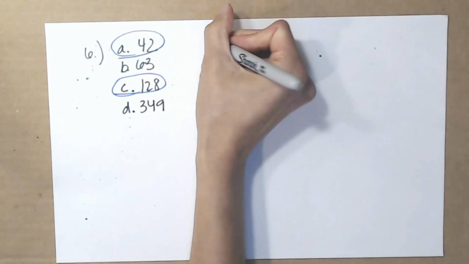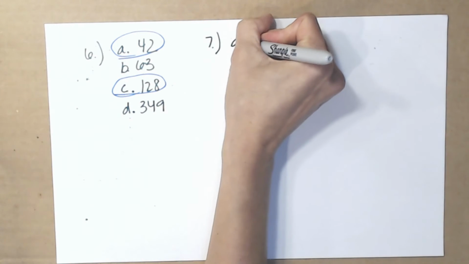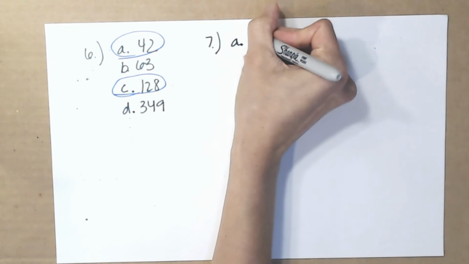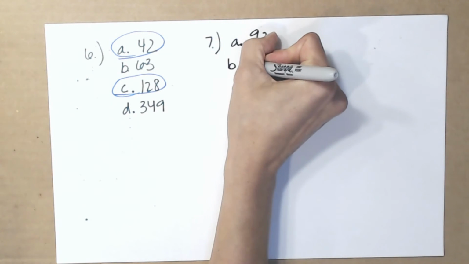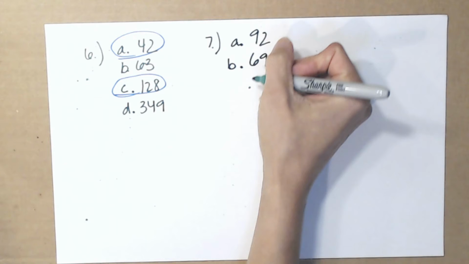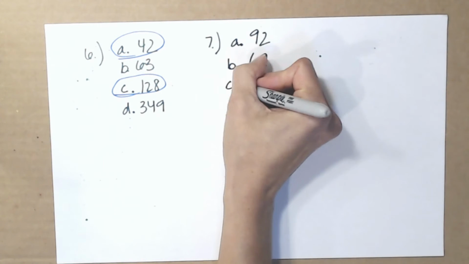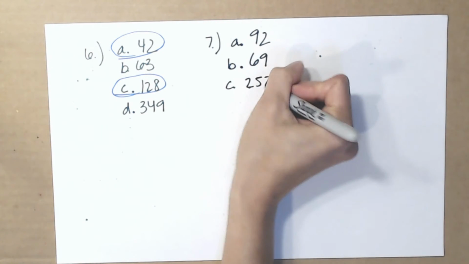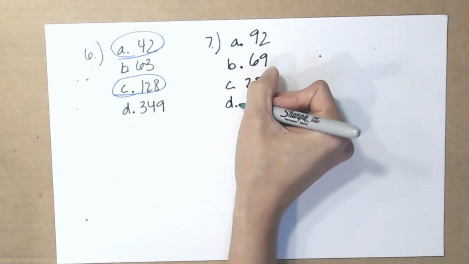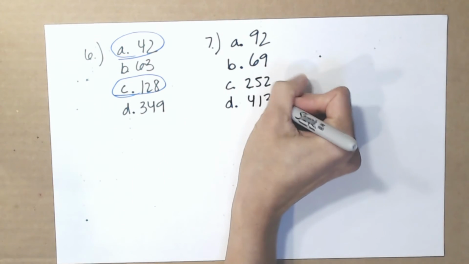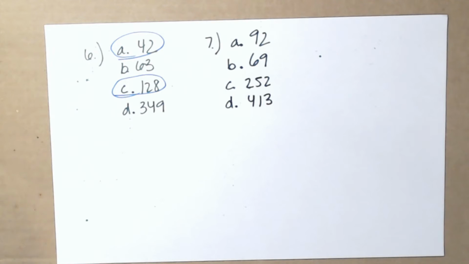Number 7, which of these have 3 as a factor? And our choices are 92, 69, 252, and 413. If I copied those right, hopefully.